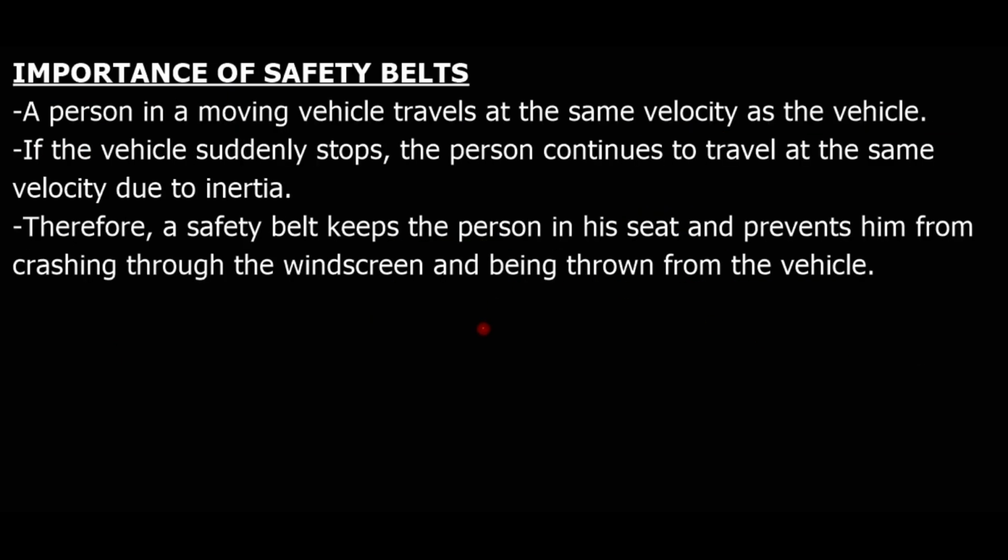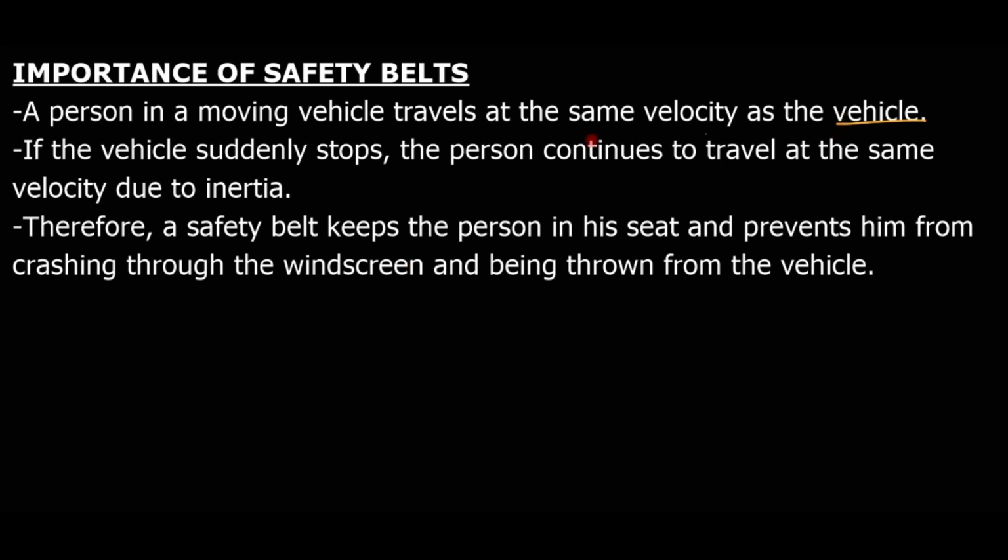This is based on Newton's first law and inertia, and the importance of wearing seat belts. We know a person in a moving vehicle travels at the same velocity as the vehicle. You are in a car traveling at a velocity of 120 meters per second.